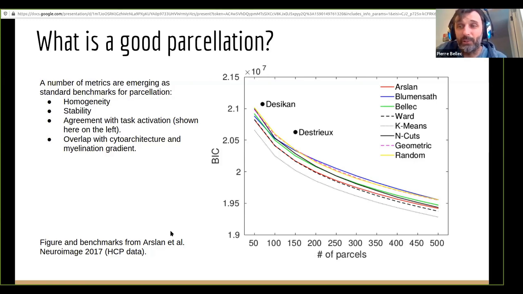Some other metrics that have been looked at in the literature quite a bit are where they agree with either task activation maps or overlap with cytoarchitecture. As I mentioned briefly, some people, I'm going to name Simon Eickhoff, for example, really believe that functional parcels should ultimately align with cytoarchitecture. I think that should be a validation measure for parcellation. So you're going to see those kinds of metrics in the literature. I don't think that those types of evaluation actually bring an answer. At the end of the day, they're like, oh, well, it depends.